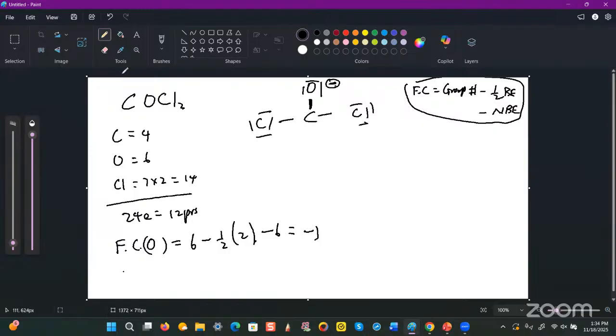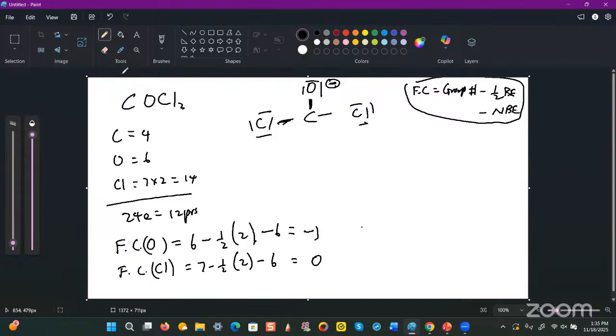All right. Do a similar calculation for the chlorine. In this case, we'll just do one calculation for each chlorine atom. It's the same calculation, so we're killing 2 birds with 1 stone. Using this formula, group number is 7 minus half the number of bonding electrons, which for each chlorine is 2, minus the number of non-bonding electrons, which would be 2, 4, 6, and that works out to be 0. Because 7 minus half of 2, that's 6, minus 6 gives you 0. So this chlorine and this chlorine have no charge.